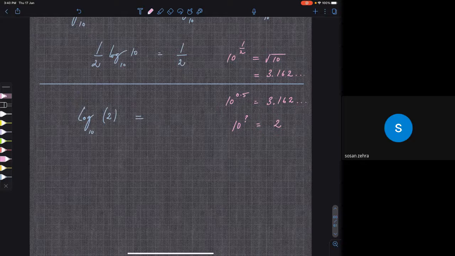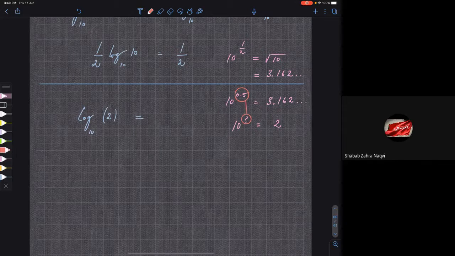Will that number be greater than 0.5 or less than 0.5? You cannot tell the exact value, but just tell me. Less than, because it is obvious, right? If you compare these two, this value will be less than 0.5. In fact, it is 0.3010, and you have to remember this.